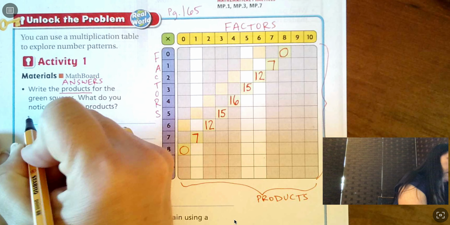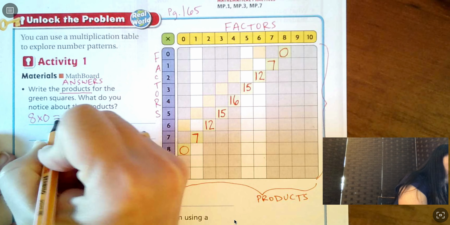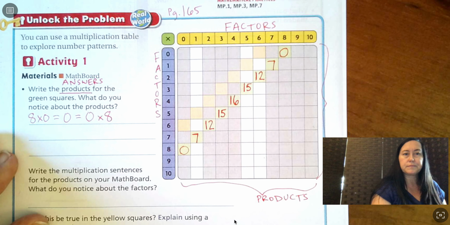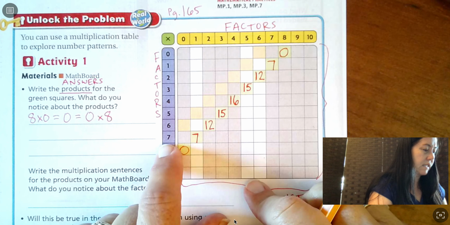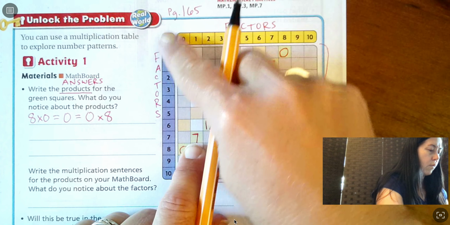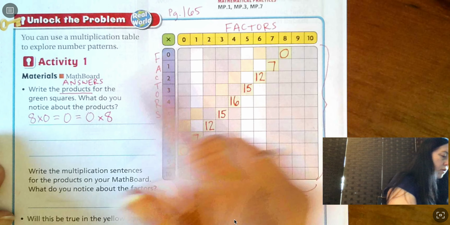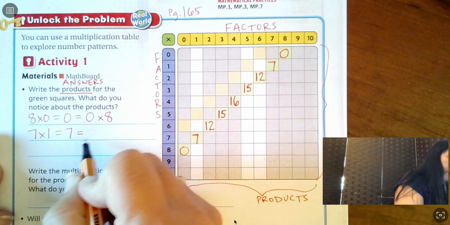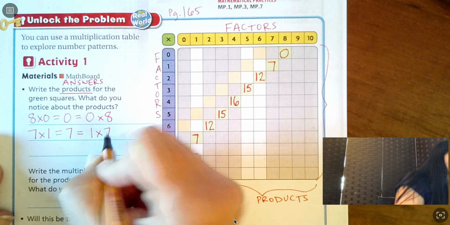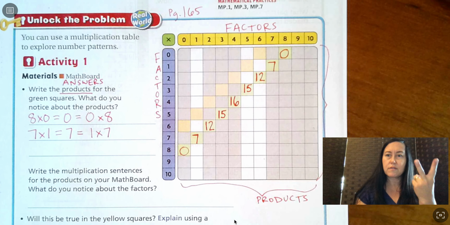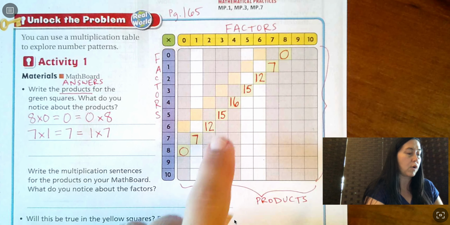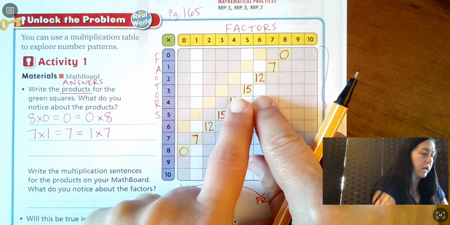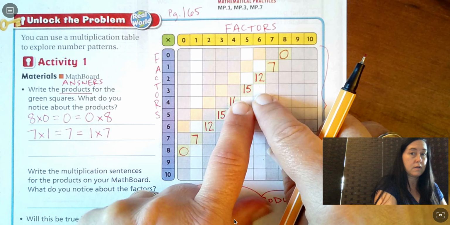I noticed 8 times 0 equals 0. And 0 times 8 equals 0, right? This 7 was 7 times 1 equals 7, but 1 times 7 equals 7. So 7 times 1 equals 7, which equals 1 times 7. So these are showing us the factors are turning around, but the products are staying the same. Does that work with 5 times 3 and 3 times 5? Yes.